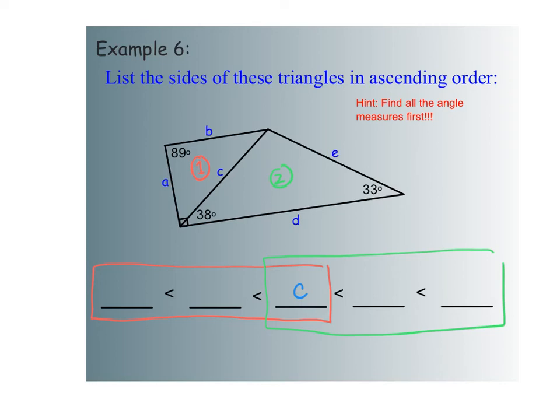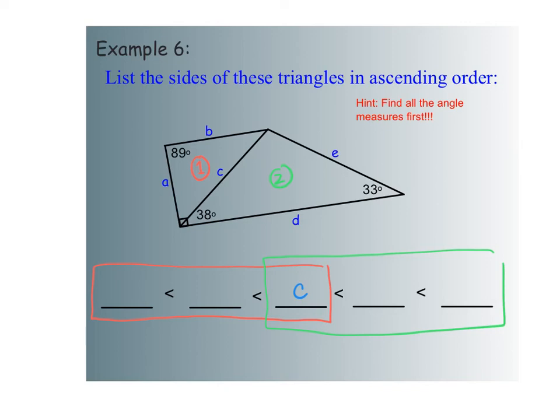So what it asks us to do is list the sides of these triangles in ascending order. Ascending order would mean from smallest to greatest, hence why triangle 1's sides are on the left and triangle 2's sides on the right. So I've got to do a little work to find some angle measures. Thus, within each triangle specifically, I can order the side lengths.